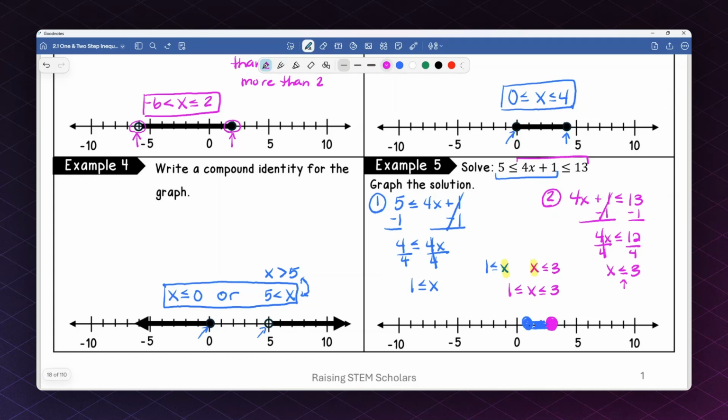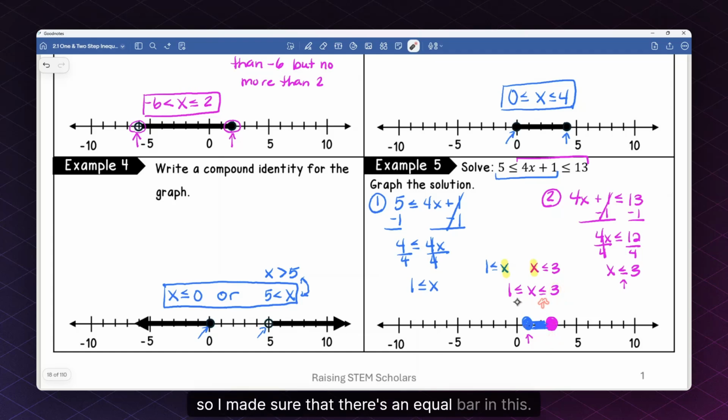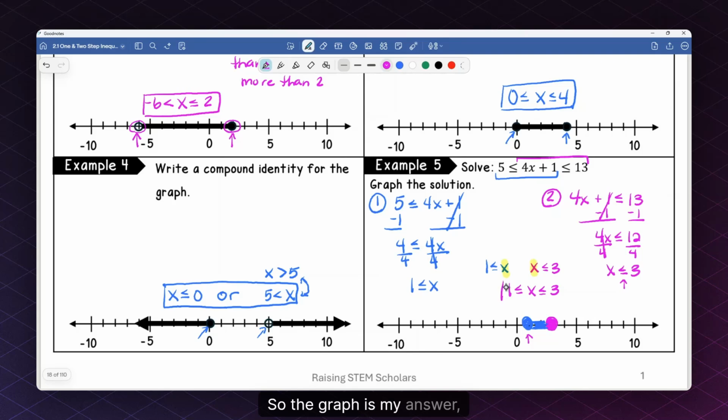Okay. So essentially I took this 1 and I wrote it right here. I took this 3 and I wrote it right here. My circles are shaded, so I made sure that there's an equal bar in this, and then I put the x in the middle because my x can be anything between these guys, including those 2 points. So the graph is my answer, and then this box here is my answer.